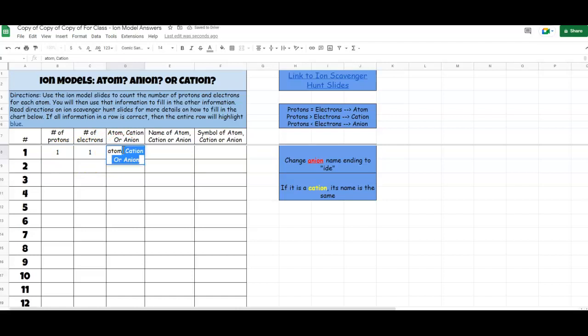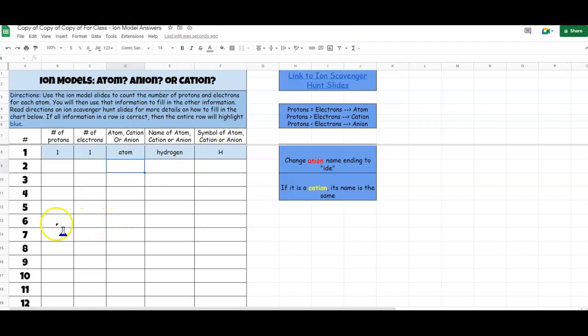Okay, so when it does this, all you do is hit delete to delete the rest of it to make it just atom. And then you go to the next tab and you have to do the name. Well, you look again to find the name of the atom. It is the number of protons. We look, the atomic number of protons for 1 is hydrogen. So you need to make sure you spell it correctly, otherwise it will not change color. Then you have to do the symbol of either the atom, the cation, or the anion. So since it's an atom, because the protons and electrons are equal, it's just H. It will change color to show you that it is correct.